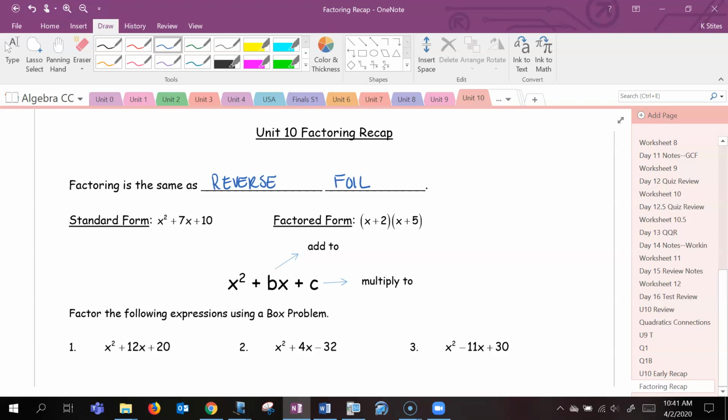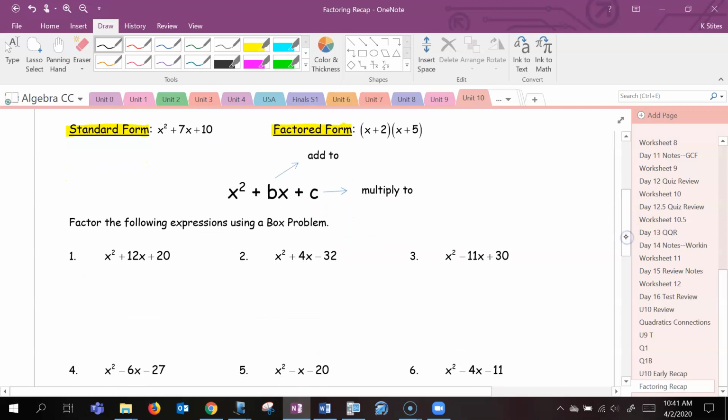All right, so we have two types of forms we're dealing with. We have standard form, which looks like this. This is what we get when we FOIL something out, and then what we are focused on is factored form. Factored form looks like the type of problem you FOIL. So the way we do this is by finding the numbers that multiply to your number at the end and add to the number in the middle.